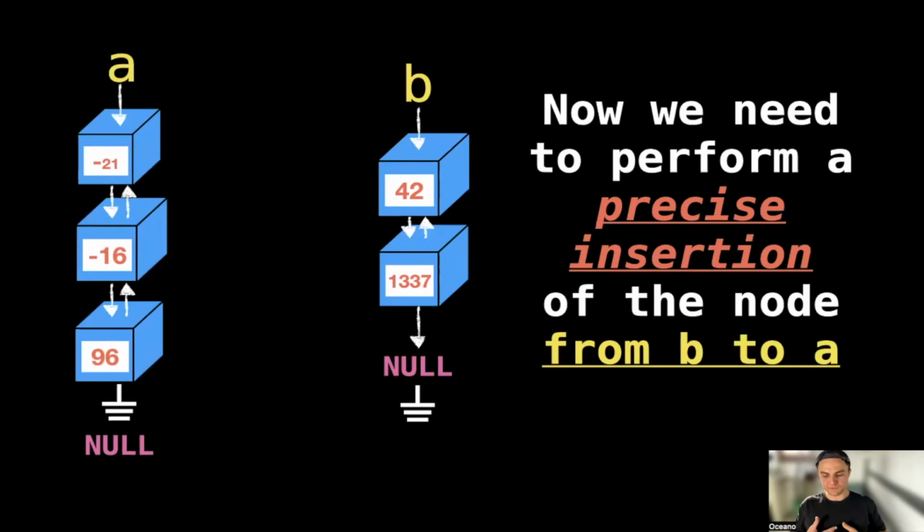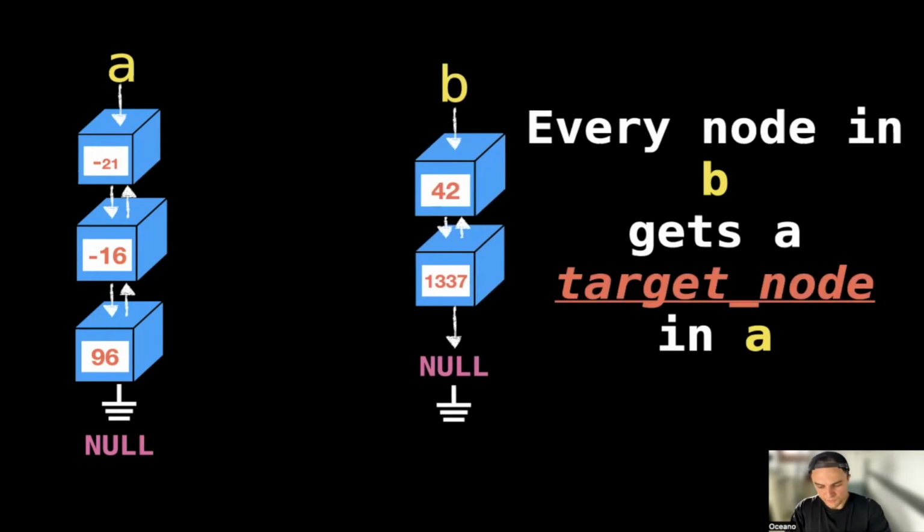Now, what do? We have to perform a precise insertion of the nodes from B to A. And this, of course, is the difficult part because we have to engineer a strategy. So I decided that every node in B gets a so-called target node. And what is this target node? What do I mean by that? Well, the target node, as you can see, is a node which is bigger than the node in B. In this case, I'm using 42 as an example, but not only bigger. It has to be the smallest bigger. This is kind of tricky to understand, but give me some time.